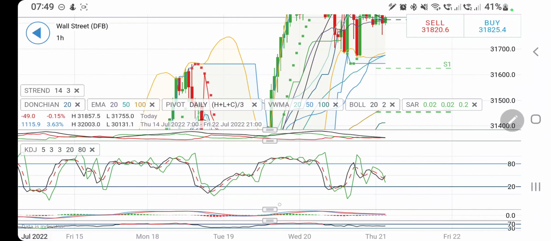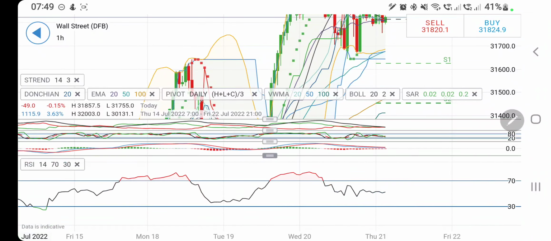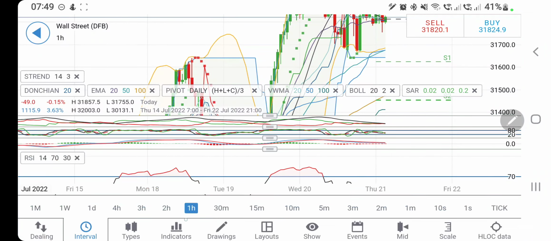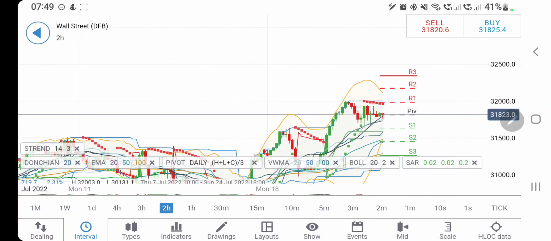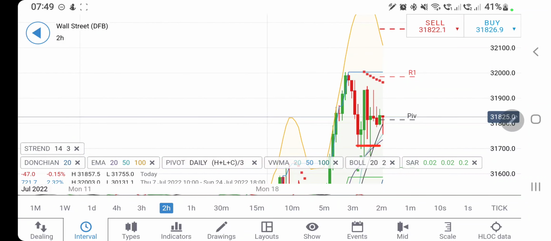Directional movement is not indicative of anything, stochastic is looking downwards, MACD is bearish, RSI is trading flat. And if you look at the 2 hour charts, similar is the story. It is trying to consolidate a bit, but remember it is trading with a slightly bearish bias. Yes, you can go long at 31,900, then 31,950 and 32,000 levels will come into the picture. Beyond that it will fly high.